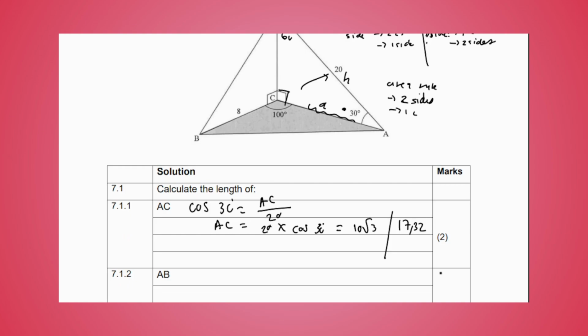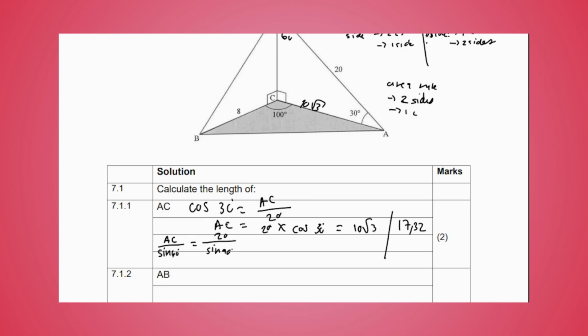17,32. Alternatively, you're looking for AC, the angle opposite it is 60, so sin 60 over, you have sin 90, and also 20. And this would have given you the same answer. Now we've calculated, this is 10 square root 3.